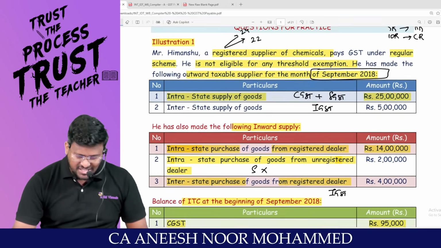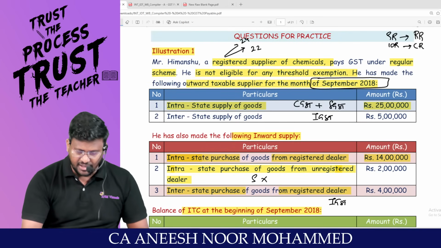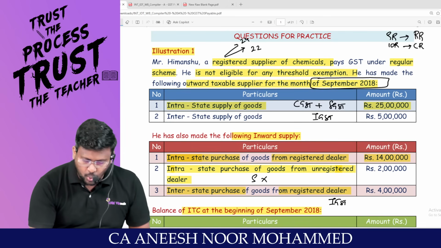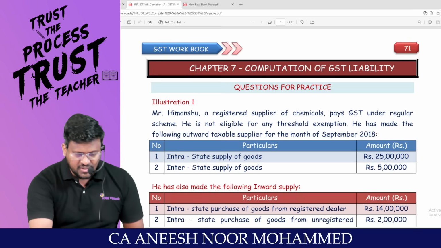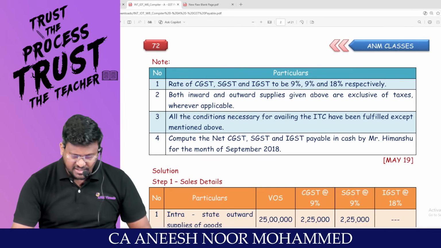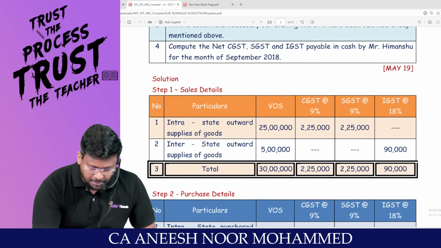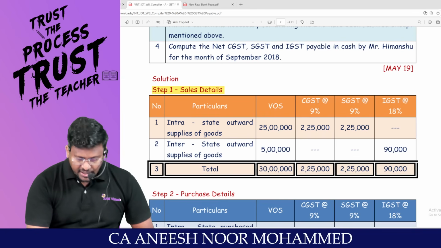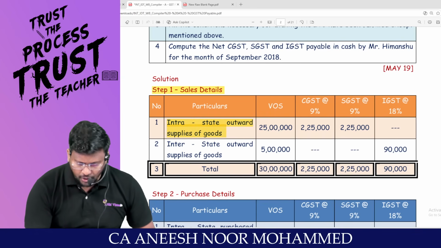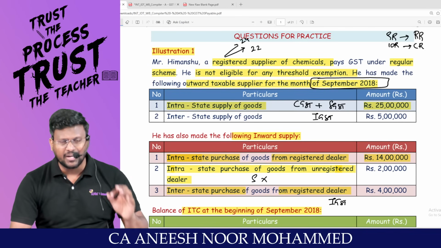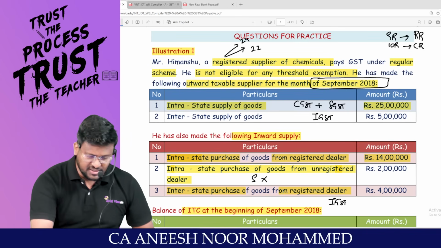Come on, what is step number 1? Sales details. They themselves have given how much is the outward supply. There are 2 outward supplies: intra-state supply and interstate supply. Look at step number 1, sales details. Intra-state outward supply of goods. You have to help me with the figures. What is the value of supply of intra-state outward supply?